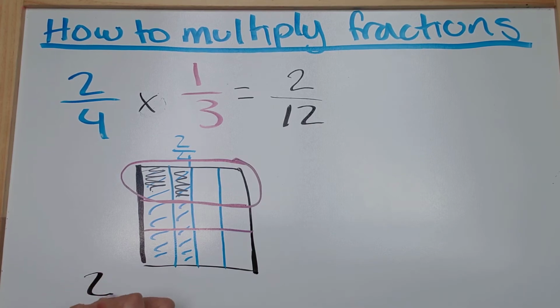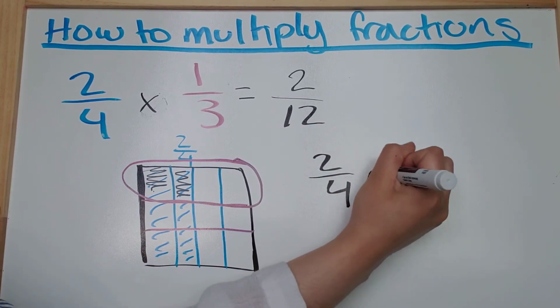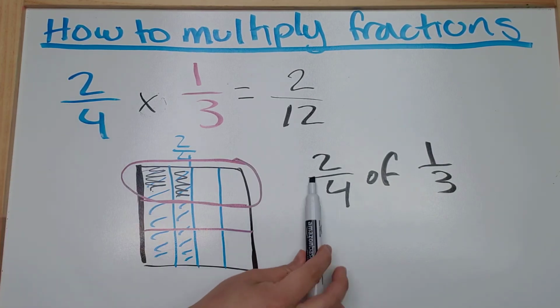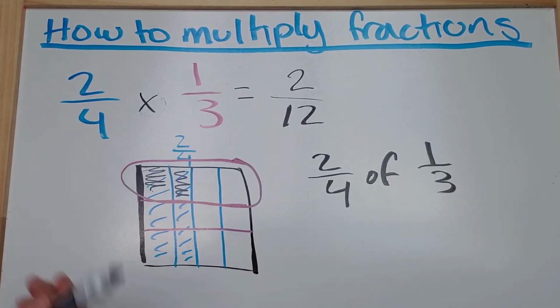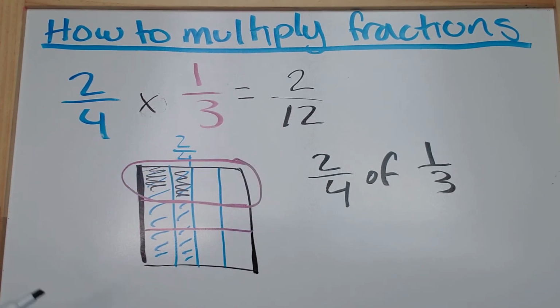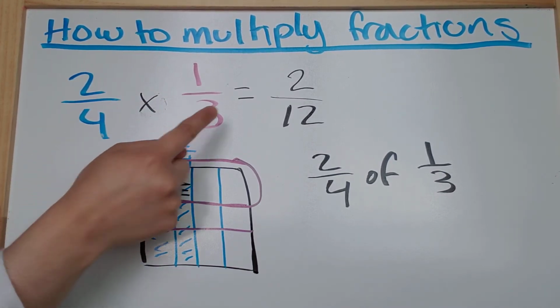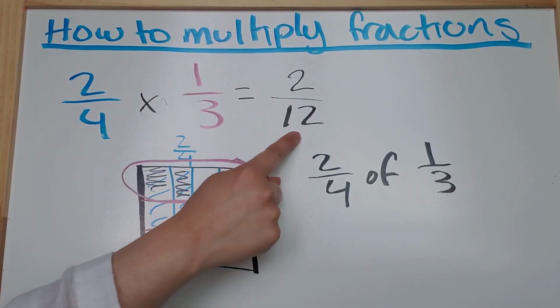Let me put this over here. It's saying that I have 2/4 of 1/3. When we're multiplying, we're saying that we have something of 1/3, or of whatever fraction is over here. So if you can see this, 2 times 1 equals 2, and 4 times 3 equals 12. That is what I'm saying. It is extremely easy to multiply fractions because you're literally multiplying the numerator times the numerator, and the denominator times the denominator to get your answer. So 2 times 1 equals 2, 4 times 3 equals 12.